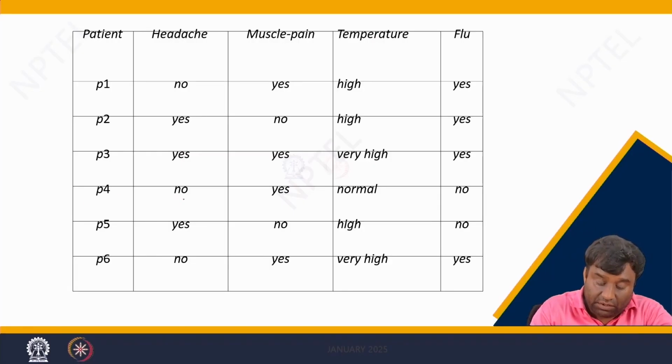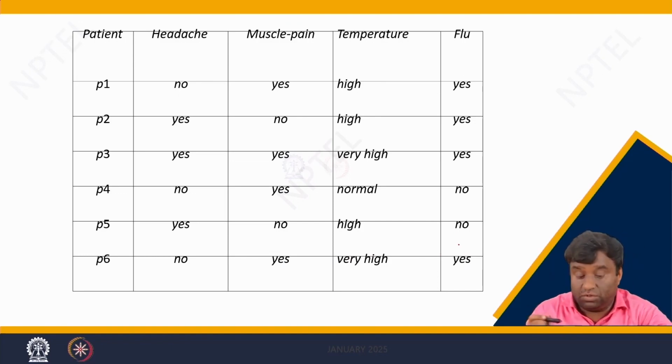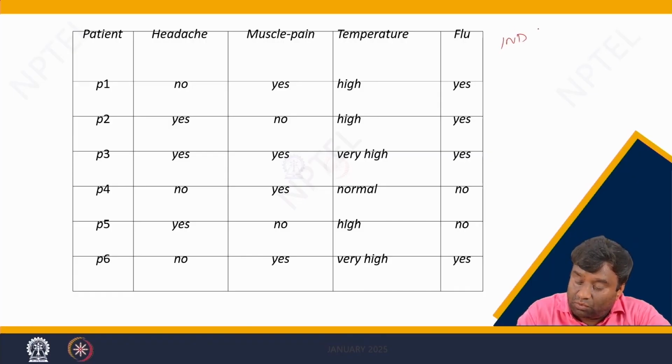For P4, headache is no, muscle pain is yes, temperature is normal, and flu is no. For P5, headache is yes, muscle pain is no, temperature is high, flu is no. For P6, headache is no, muscle pain is yes, temperature is very high, flu is yes. So what I'm going to tell you is to try to find the indiscernibility relations of the attribute headache. Find the indiscernibility relations of muscle pain.